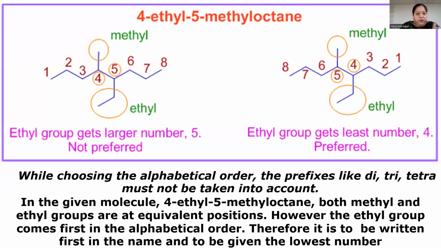But this alphabetical order is to be considered only if the locations are the same from the two sides. If the locations from the two sides are different, then we are to go for the first point of difference rule.